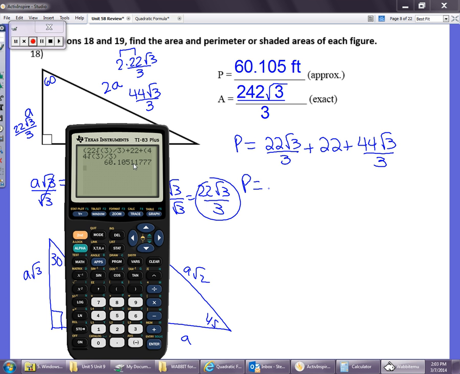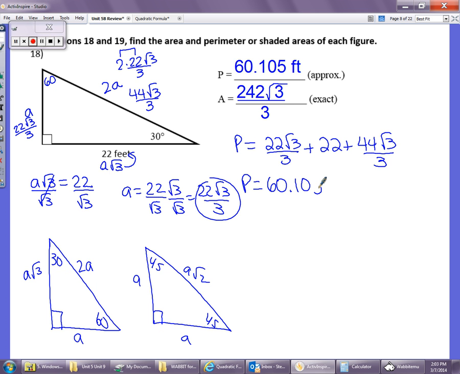Remember, we only want 3 decimal places, so you kind of want to disregard all of these numbers if they're lower than 5. Okay, so if this fourth number here is lower than 5, you're only going to write up until the 105, and that's how I got my perimeter. And remember, perimeter only has feet. Okay, area is going to have feet squared. Perimeter only has feet. Now, when it says exact, you know you need radical.